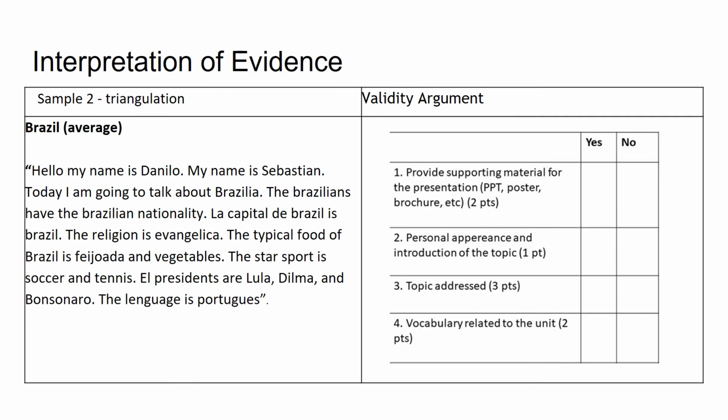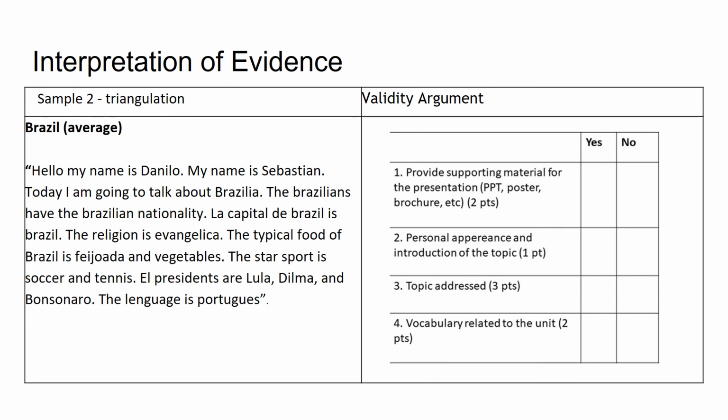Now this is sample number 2, which is the average mark provided by the students. In this presentation, this is when the checklists start to have some problems regarding the connection with the learning objective. As the transcription states, we can say that most of the criteria provided by the checklist are addressed. Nonetheless, the main issue that this presentation has is the vocabulary related to the unit, as it lacks some concepts that were taught to the students previously.